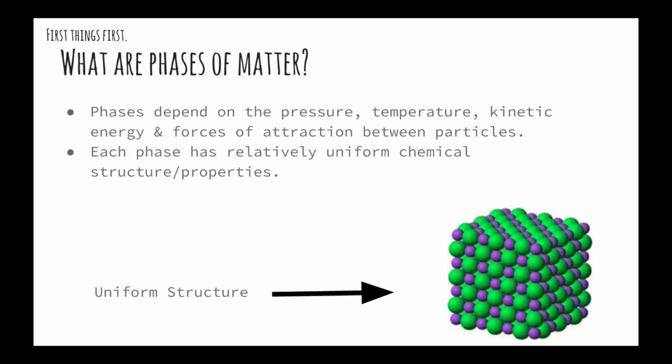Water and other substances can exist in multiple phases because of changes in the structure of their molecules. Phases are influenced by certain factors such as pressure, temperature, kinetic energy, and intermolecular forces. An intermolecular force is a force which occurs between the molecules instead of within them.